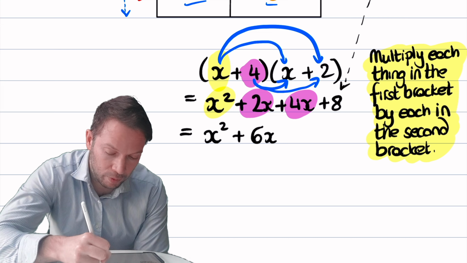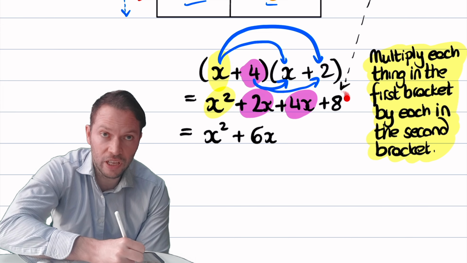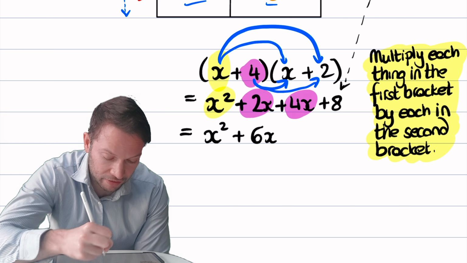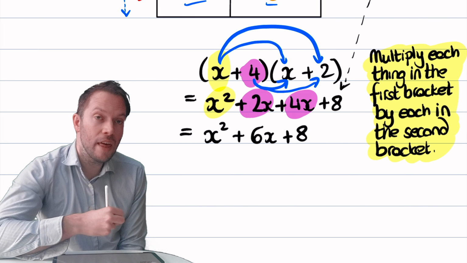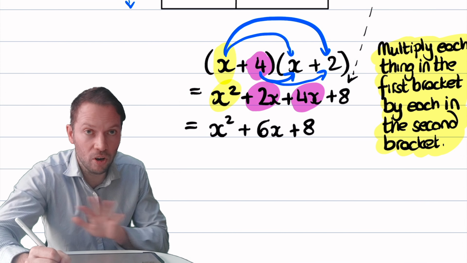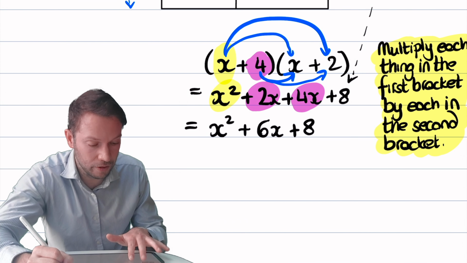And then finally, we've got what's known as a constant term because it has no variable in it, no letters. So the plus 8 just remains as plus 8. And that is as simple as we can get it. X squared plus 6x plus 8. We can't simplify that any further. So that is the final answer.